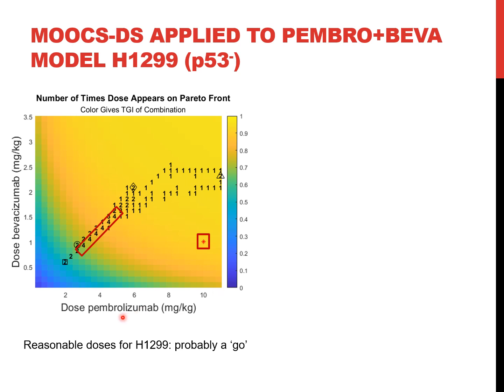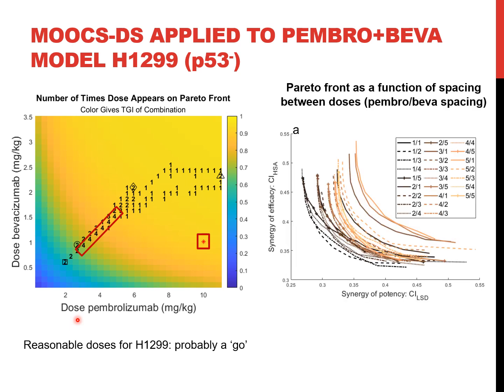As you can see, the predicted optimal set of doses of pembro is actually much smaller. And for bevacizumab, it's a little bit larger, but also not that much. So again, in a world where I made decisions about this, I would say yes, for P53 negative tumors here, we should continue exploring this combination. And then test it out, of course.